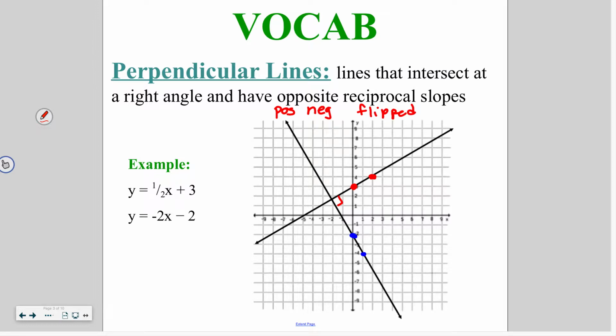So if we're looking at this example here, our first line starts at 3, goes up 1 and over 2. And if we're looking at our second line, we're starting at -2 and going down 2 over 1. Notice with the slopes, the first slope is 1/2 and the second one is -2 over 1. So we have a positive and a negative, and the numbers have been flipped over.